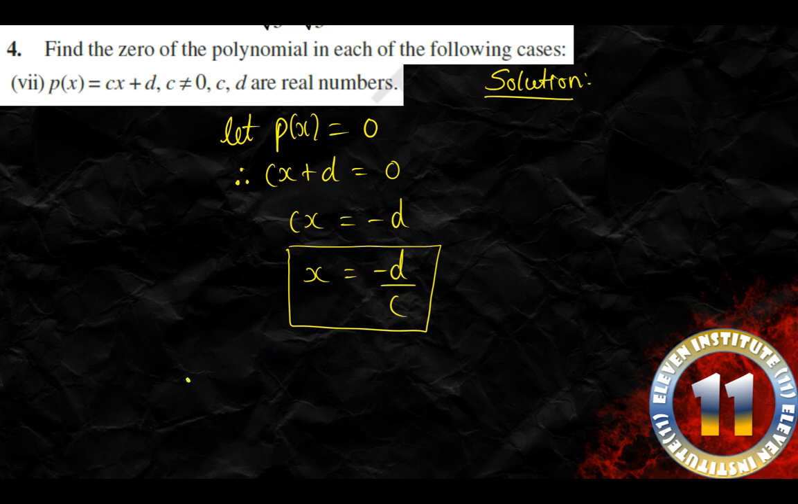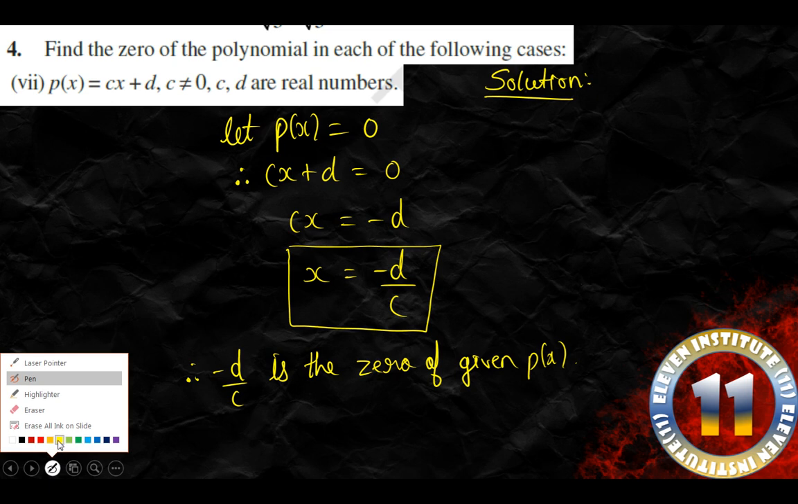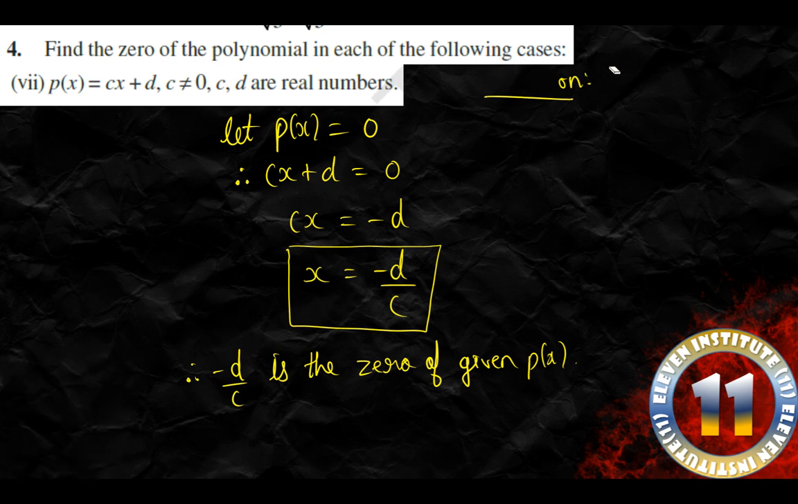So therefore we can write minus d upon c is the zero of the given polynomial in variable x. Right, very easy question. Please pause the video and write this down in your CW.